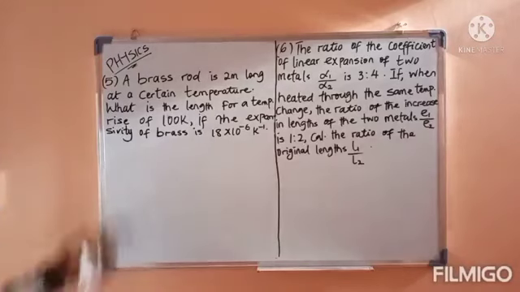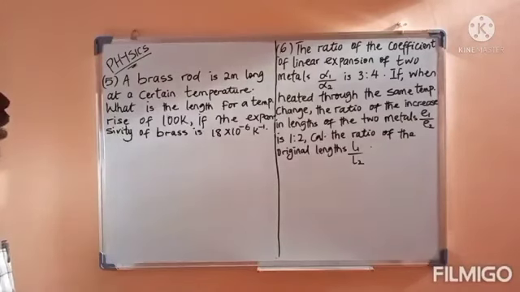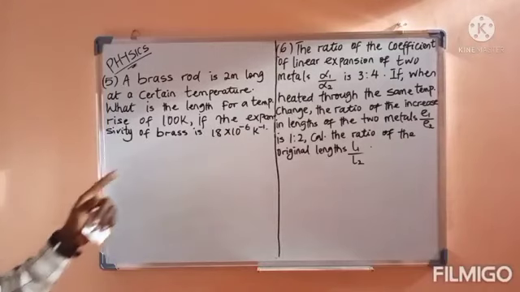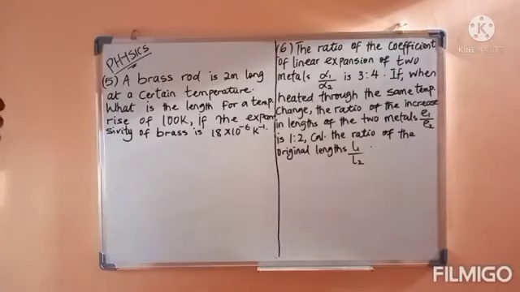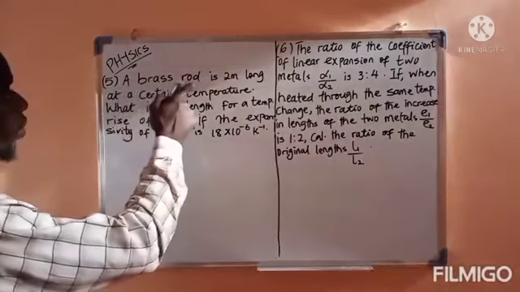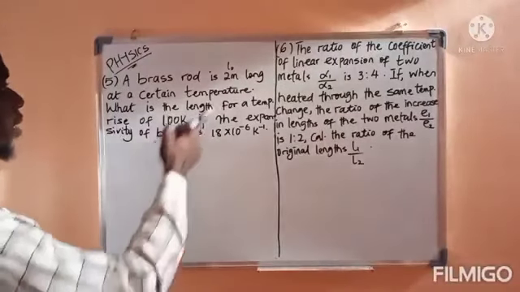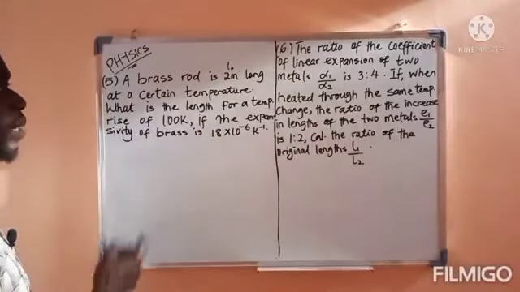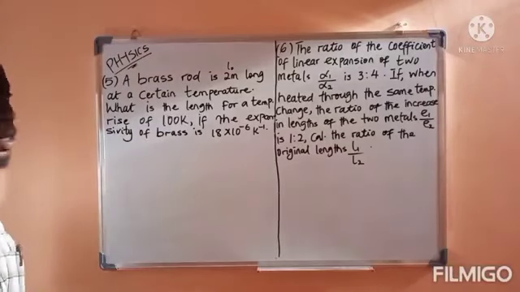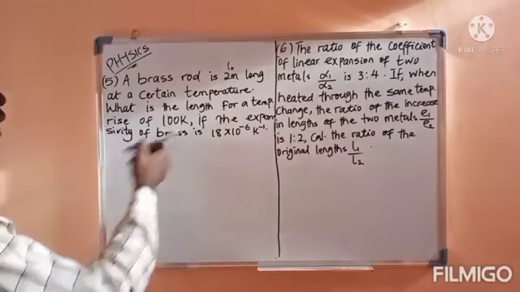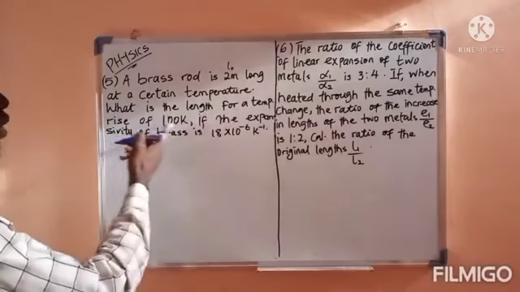So looking at this, a brass rod is 2 meters long at a certain temperature. What is the length for a temperature rise of 100 Kelvin if the expansivity of brass is 18 by 10 to the minus 6 per Kelvin? As usual, the first thing you do is to identify your parameters. A brass rod is this. Here is going to be my original length, at a certain temperature which we don't know, it might be a little bit above room temperature, as the case may be. What is the length for a temperature change of this?